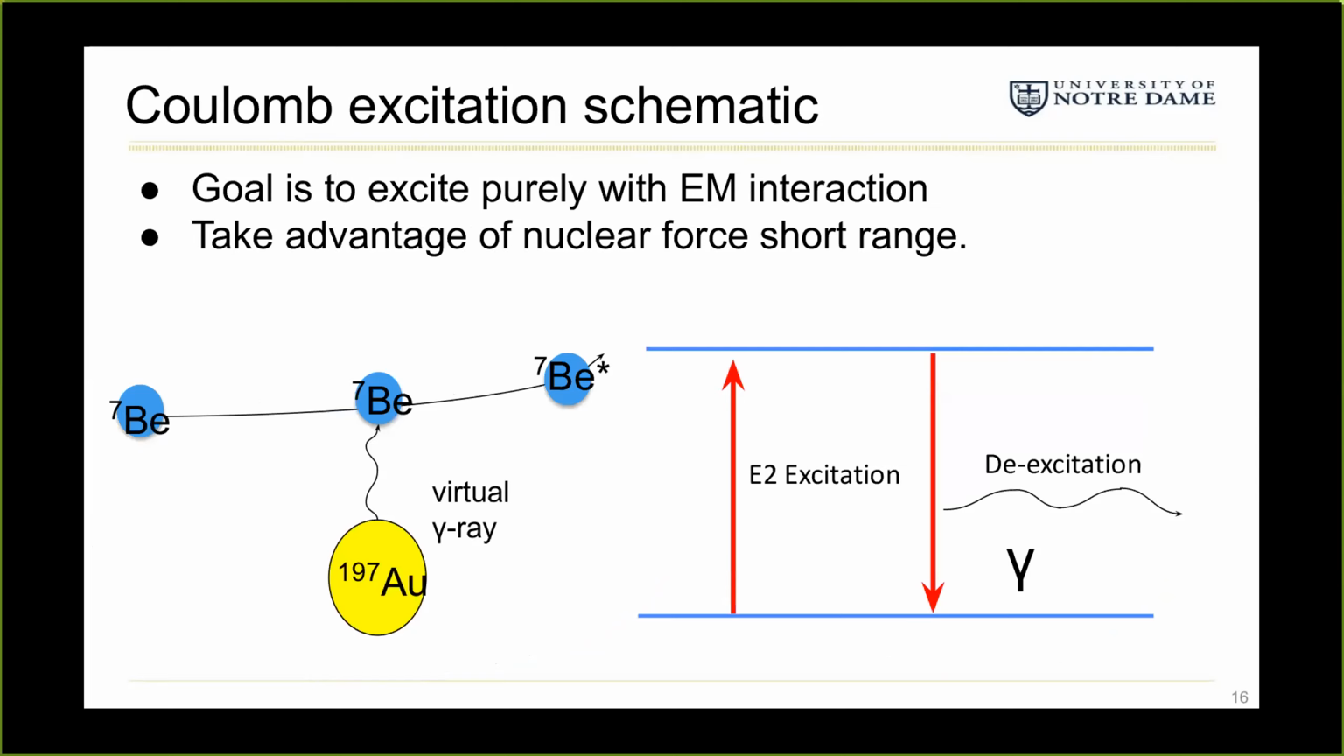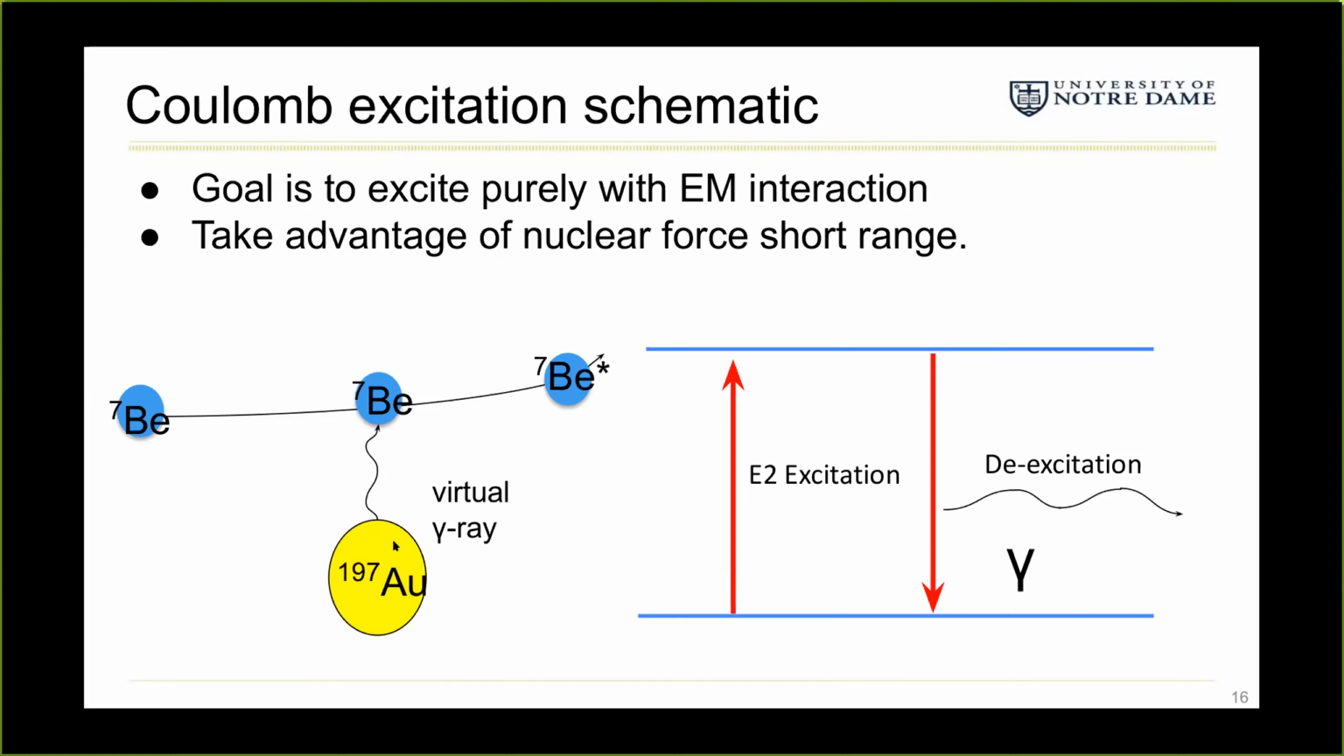Okay, now I want to talk a little bit about how we're going to measure these BE2 values. So we use the old, but reliable technique of Coulomb excitation. The goal is to excite our target nucleus with an electromagnetic interaction. So in the schematic, we have a beryllium-7 nucleus that is sent fairly close to a gold nucleus.